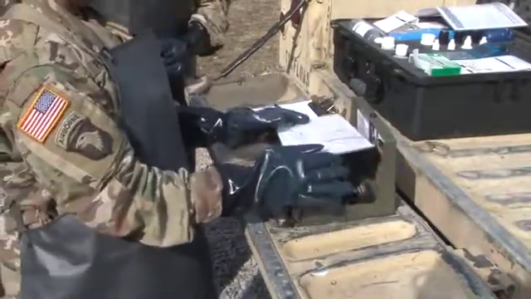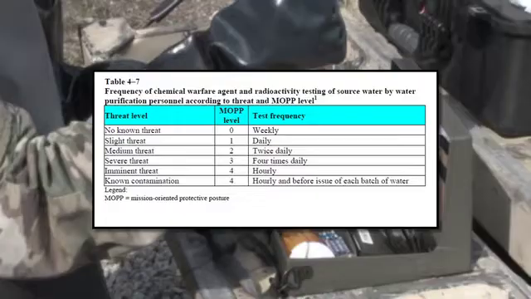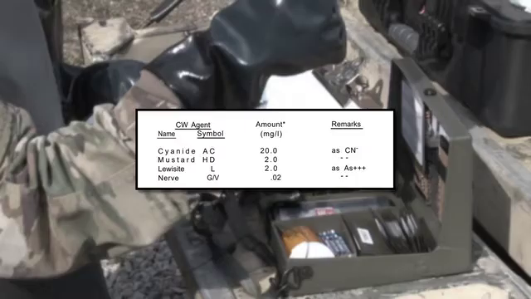Speaking of protective masks, review the chart from TB MED 577, Table 4-7. It tells you the frequency of chemical warfare agents and radioactivity testing of source water by water purification personnel according to threat and MOP level. This chart displays some technical CW agent data. Pay particular attention to the numbers in the center column. They are referred to as maximum permissible concentrations, or MPC, for chemical warfare or CW agents. They are the amounts reliably detected by this test kit.